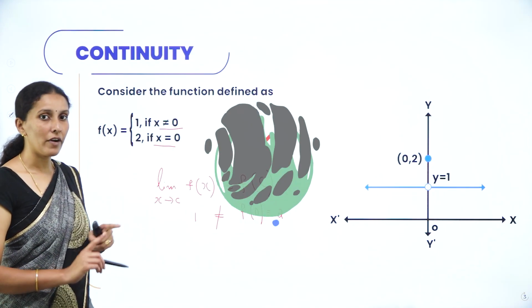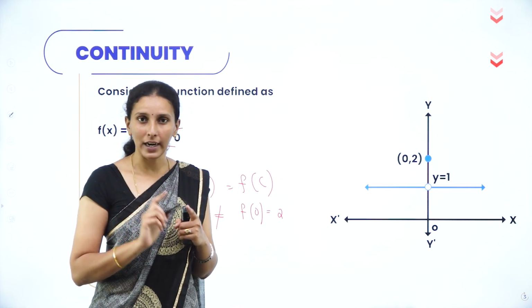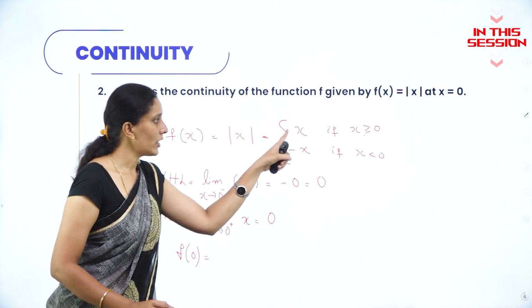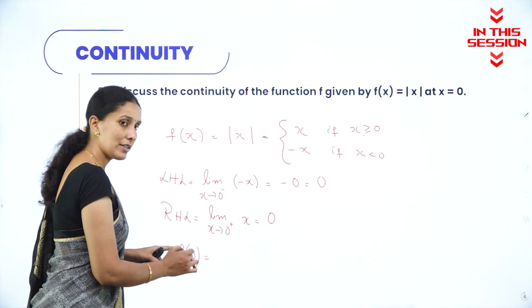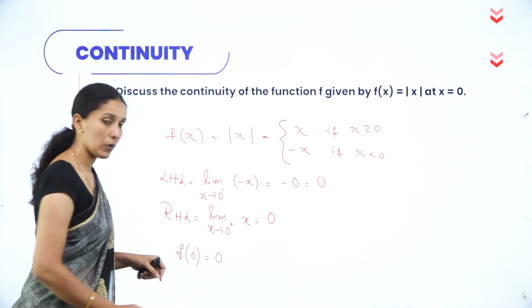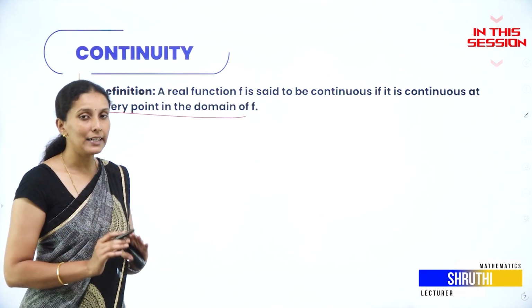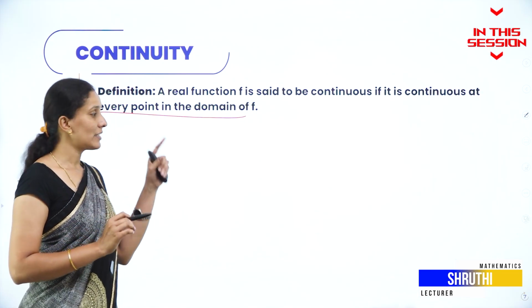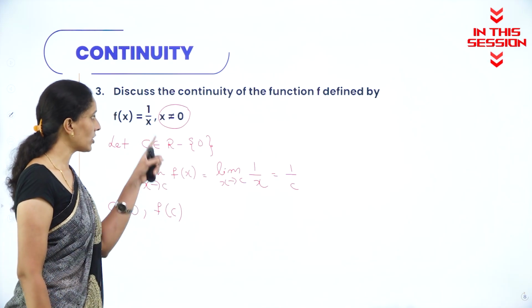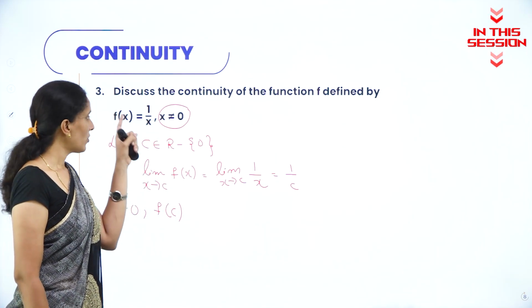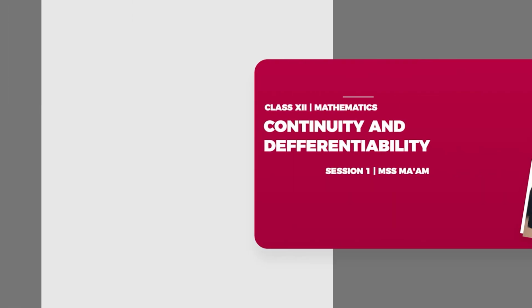Whenever the limit of the function is not equal to the value of the function, we say the function is not continuous. Whenever x is equal to 0, f of x is defined as x only. So therefore, if f of x is x, then f of 0 is 0. Whenever a domain is defined for a particular function, it is said to be continuous if it is defined at every point in the domain of f. If c is not equal to 0, the function is defined in the form of 1 by x. So if f of x is 1 by x, then f of c will be in the form of 1 by c.